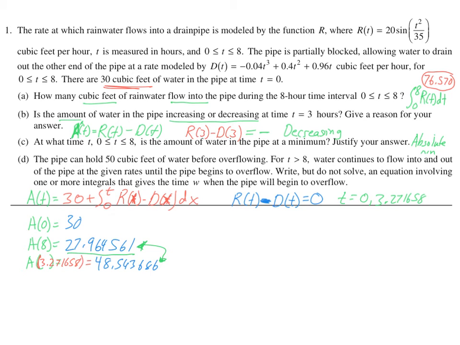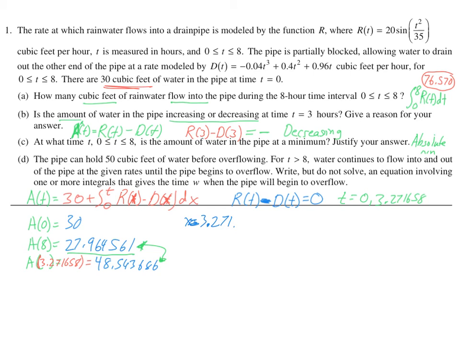Let's see. So, again, A of 8 is 48.5, and A of 3.27 is 27 point this. So this is your smallest, so that's 3.27. So my answer is, when x equals 3.271, that is when you are going to have an absolute minimum, which would be, I shouldn't have put x there, it's going to be 3.271.